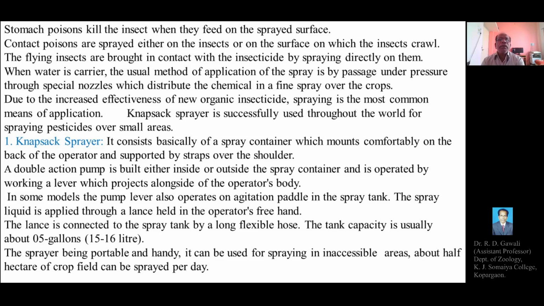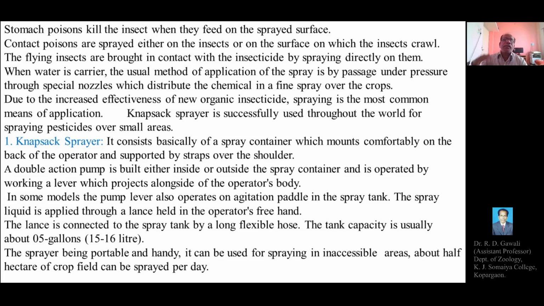Contact poisons are sprayed either on the insects or on the surface on which the insects crawl. So, contact poisons are sprayed either on the insects or on the surface of the crop on which the insect crawls. The insect pest will get killed whenever they come in contact with the particles, droplets or insecticidal material, whenever there is a direct contact. So insects get killed when they come in contact with the contact poisons.